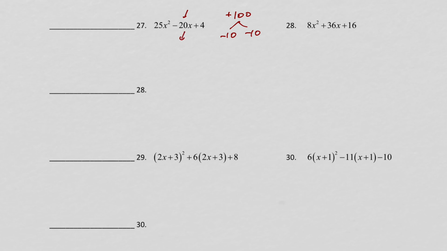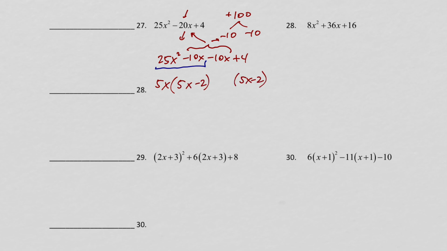So I'll rewrite this. I have 25x squared minus 10x minus 10x plus 4. These add to that, and I got them from that. So now I'll group those first two together and pull out a 5x. That leaves behind a 5x minus 2. So I'll leave a big space and I'll put 5x minus 2 down again. Then I'll think about what I put here so that I distribute and I get back to those. So it looks like a negative 2.